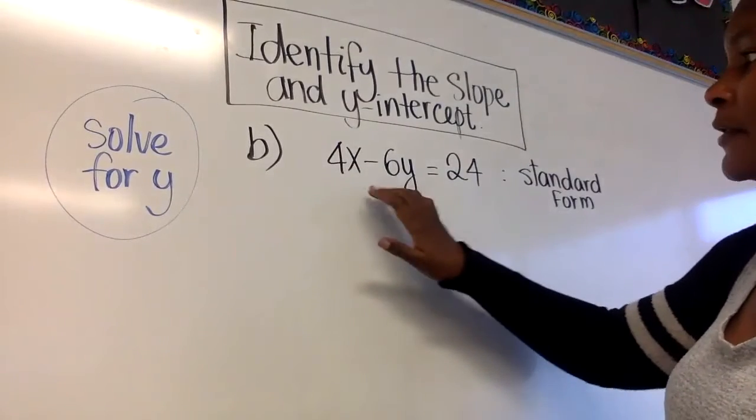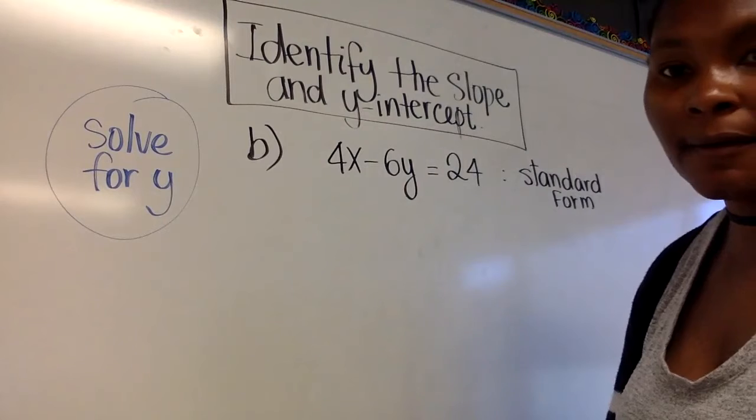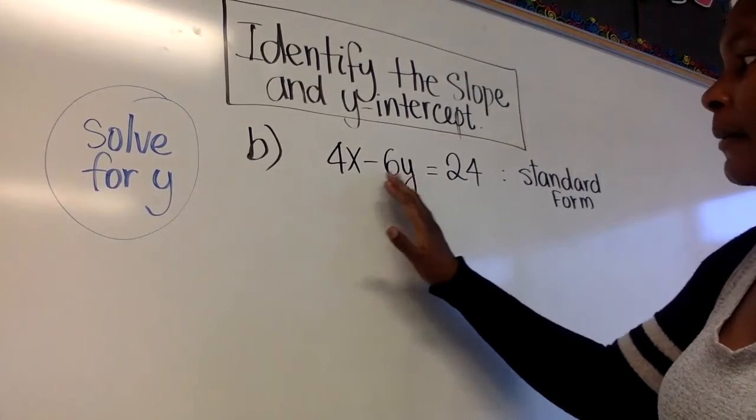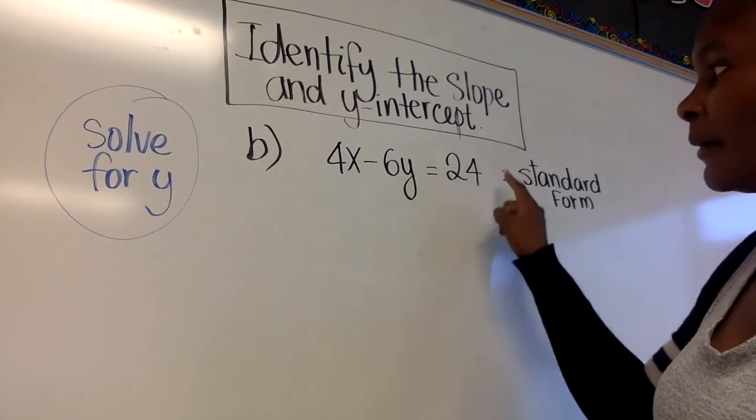I gave you this equation of a line in standard form, and the reason you call it standard form, as you can tell, is that all the variables are located on the left side of the equal sign, and the constant is by itself.